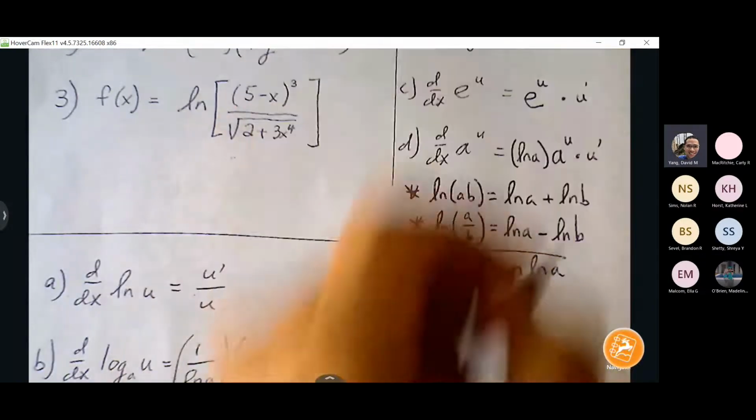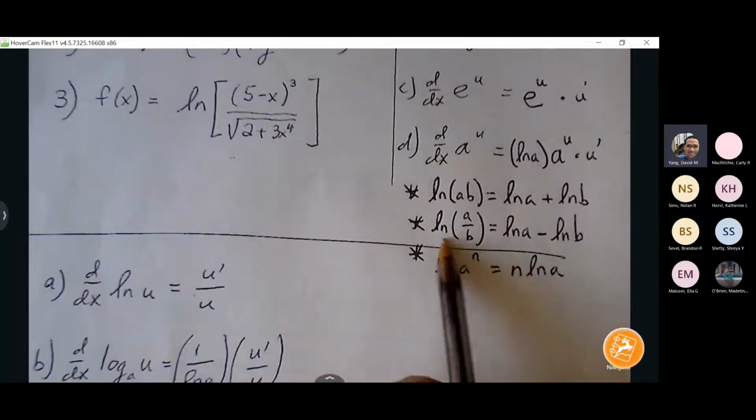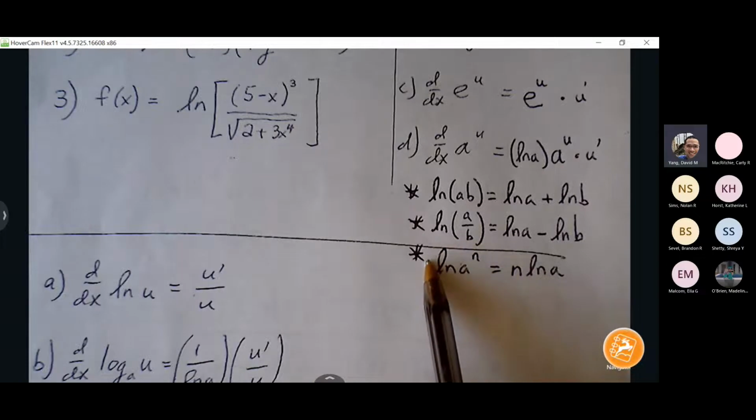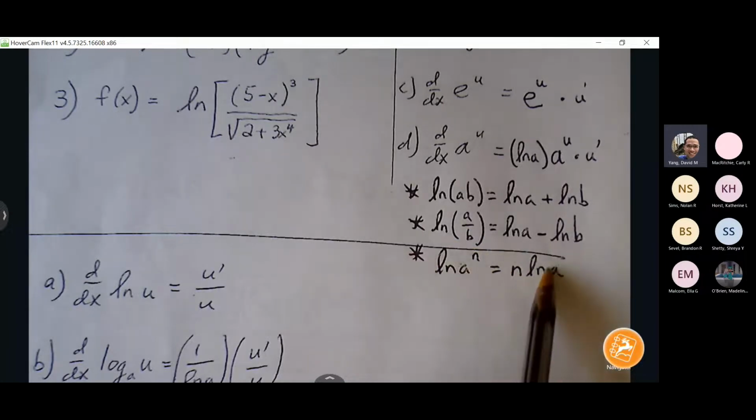So I think some students have mistaken this for a derivative power rule, but there's no power rule here. Okay, so this is not a derivative rule. This is just an expansion rule that will allow your derivative to be easier because your u value will not have to have a chain rule involved.